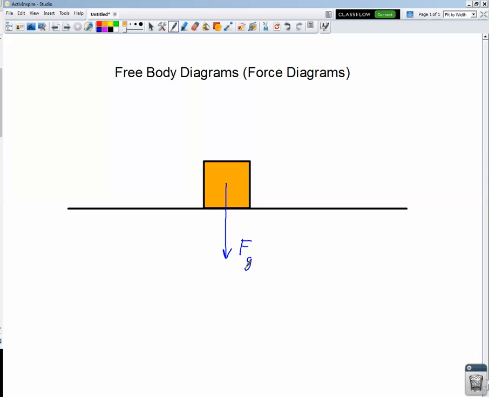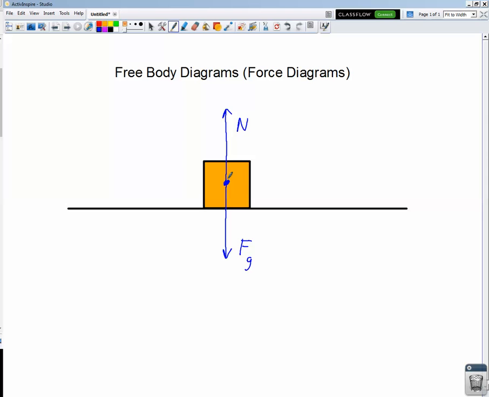There is also a force from the ground pushing up. This would be a normal force, so I could label it N. And notice the object is at rest, so I have drawn my normal force and my gravitational force with the same magnitude, the same length, equal and opposite. All right?